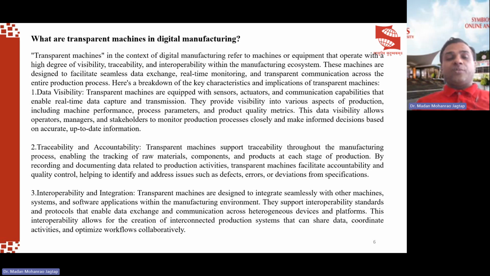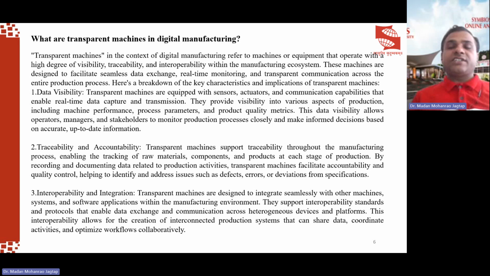So that is the interoperability. From which location it has to collect the product is specified. Where it has to drop the product is specified. How much time the CNC machine will take to create that particular product is specified. How much time the robot will take to carry that product from one place to another is specified. So that is the interoperability and integration between these two things, and it is governed by protocols that enable data exchange and communication across heterogeneous devices and platforms.